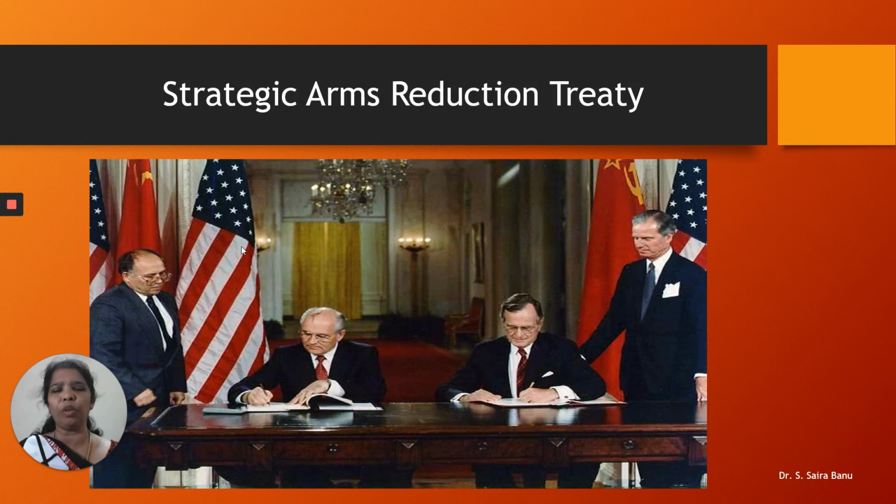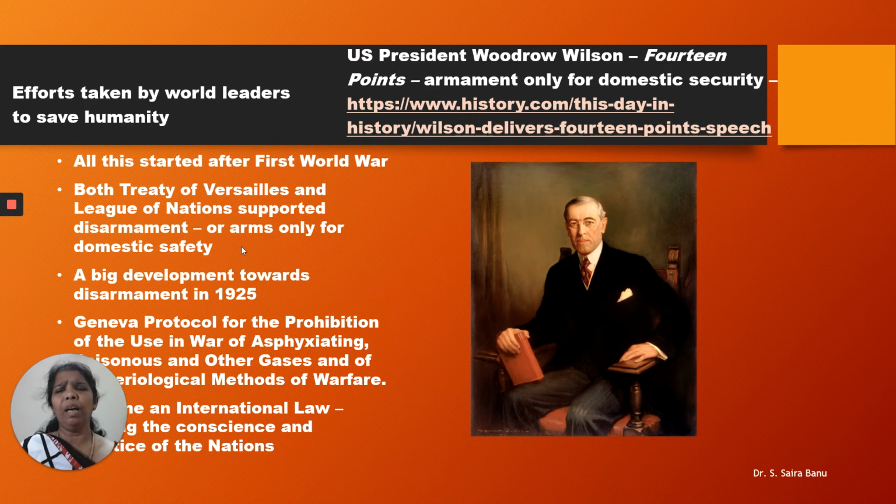Now this is a picture showing how, long back, U.S. President George Bush and Russian leader Gorbachev both signed a treaty for reducing the production of arms. Like this, world countries get together and sign treaties to reduce the production of arms, or to control the usage of arms, to prevent the outbreak of war, and that's for the purpose of international peace. And the former president of the US, Woodrow Wilson, is whom you're seeing in the picture. He gave a very famous speech known as the 14 points.